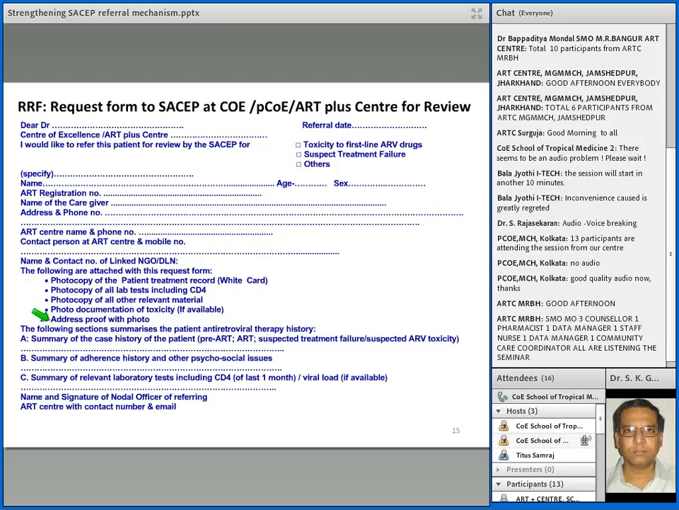The next three sections are very important, but often they remain blank in the referral format. They are the summary of the case history of the patient: pre-ART, on ART, and suspected treatment failure and suspected ARV toxicity. Although there is little space, at least utilize this space, or these are all available in the Word document, so you can type it out and find more space.